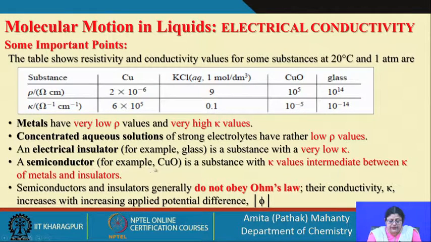What happens to a semiconductor like copper oxide? The kappa value is intermediate between what you have for a metal and an insulator, and semiconductors and insulators generally do not follow Ohm's law. The conductivity kappa increases with increase in the applied potential difference or field strength. So this concludes what we are going to be talking about. In the next class, we will look at how we do the measurements for conductivity. Thank you so much.